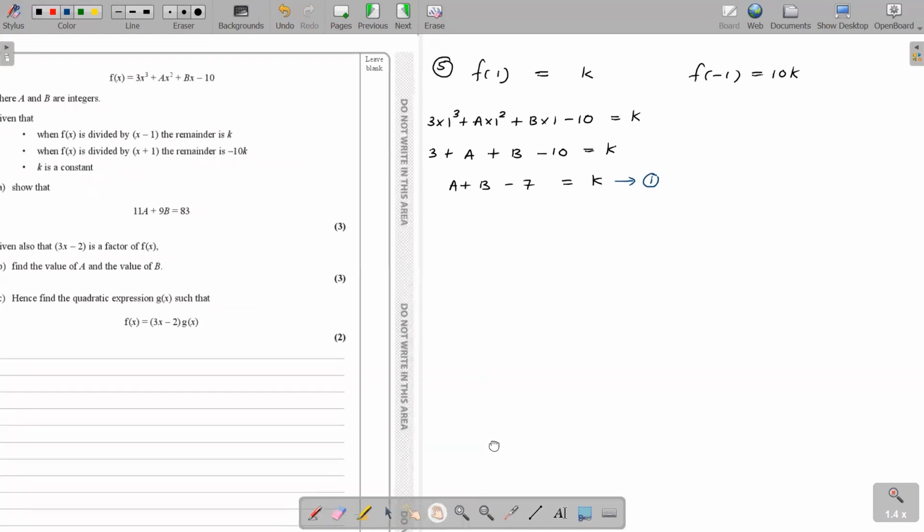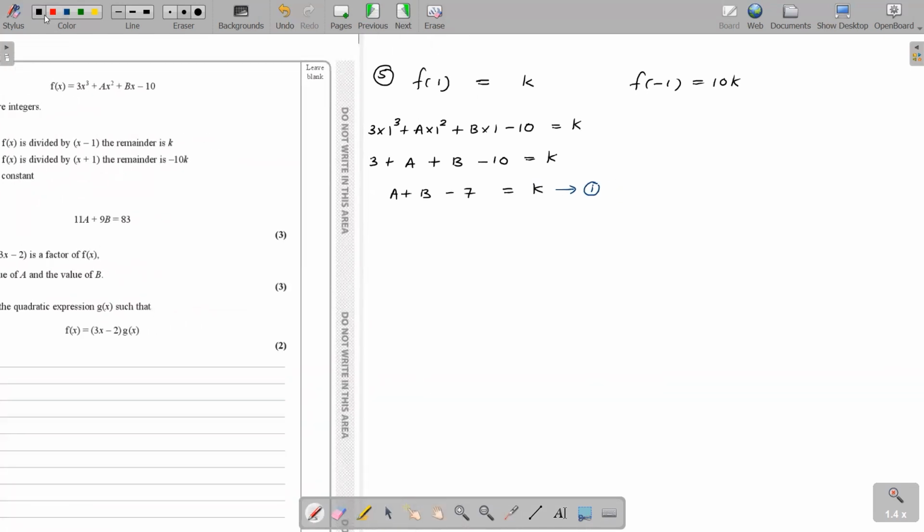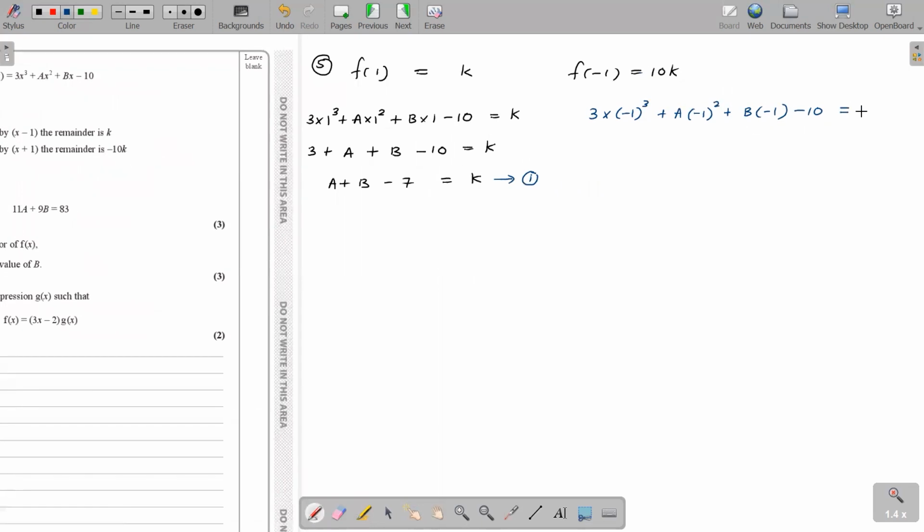Get the other equation. F minus 1 is 3 times minus 1 to the power 3, plus a times minus 1 to the power 2, plus b times minus 1, minus 10. Do you see what I did here? I replaced all the x values with minus 1. Equals minus 10k. So let's simplify.